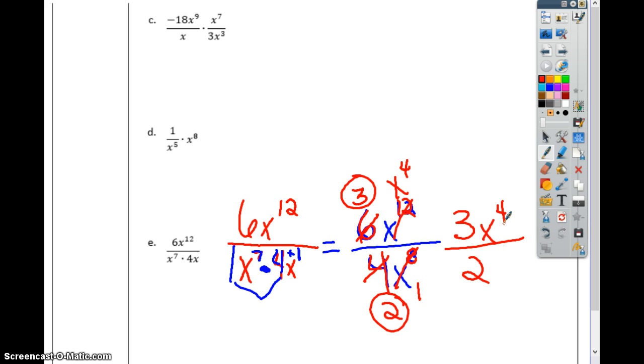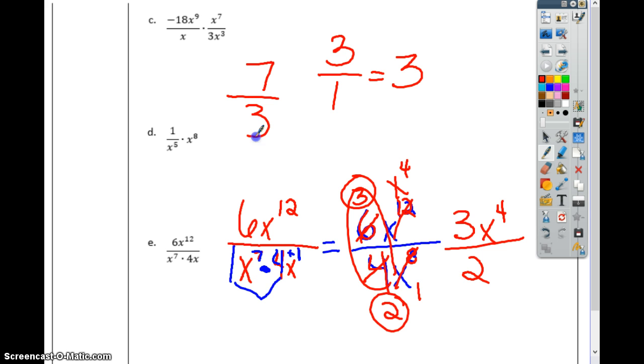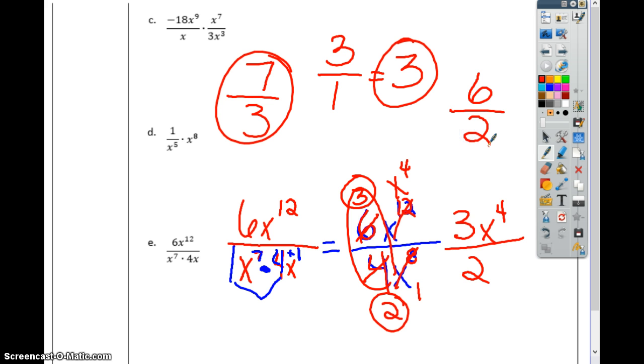How do you tell if you're canceling it out or not? It's just like a regular fraction. Can I simplify 7 over 3? No, you can't, because nothing goes into both. That would be simplified. But can I simplify 6 over 2? 2 goes into here once, 2 goes into here 3. We could leave it as 3 over 1, or just 3. So you just treat the coefficients like a regular fraction, and then you subtract the exponent part.